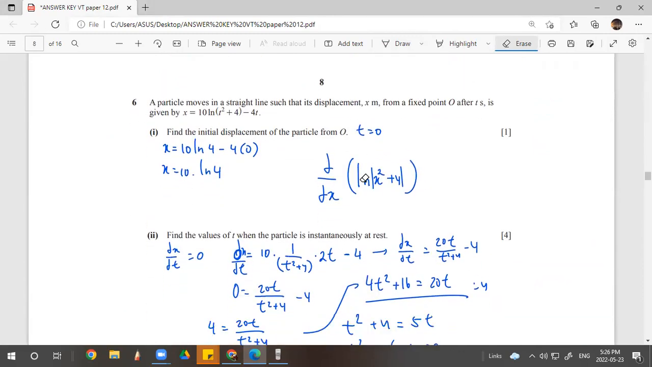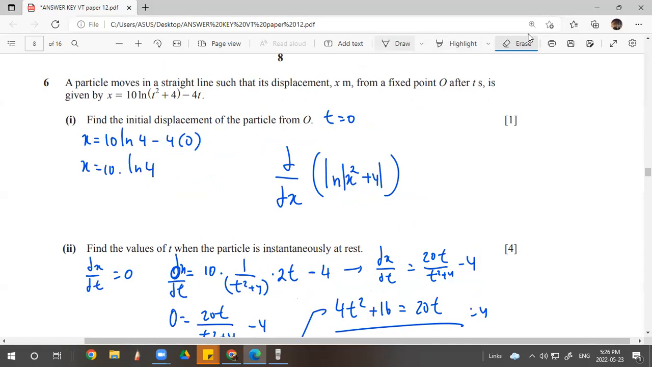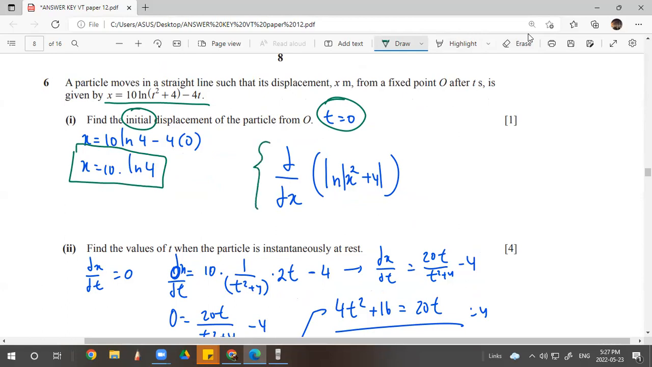Okay, nice. Now, a particle moves in a straight line such that its displacement x from a fixed point is given by the expression. Find the initial displacement of the particle. Initial is always t equals 0. So you put t as 0, so x equals 10 times ln 4 minus 4 times 0. So 10 times ln 4. Done. Oh, this is for number 1, part 2. I'm sorry. It's in the same place, so it's wrong if you put it here. So you have to put it below later on.